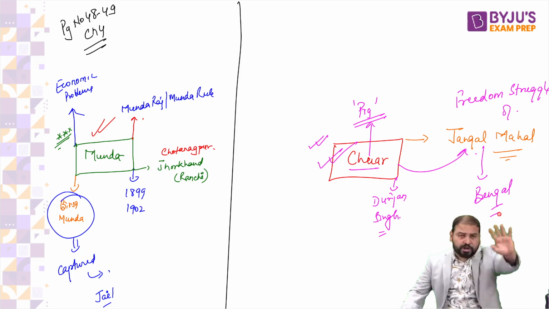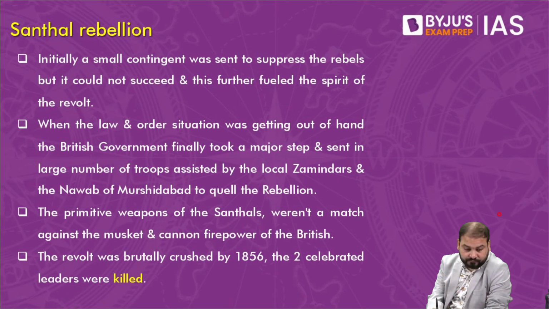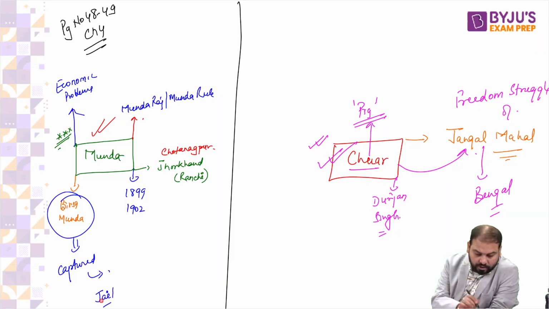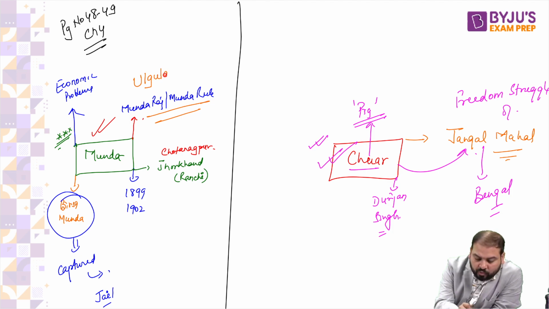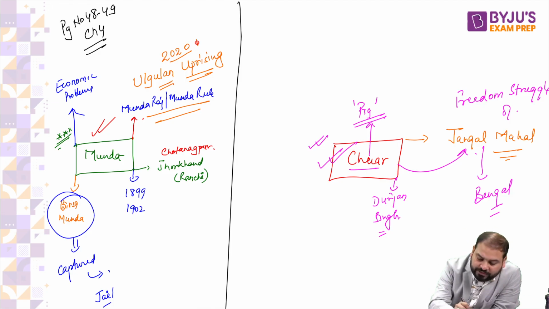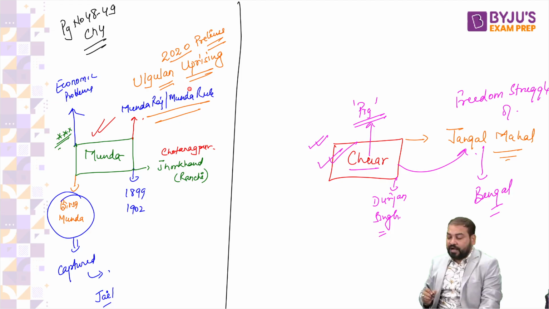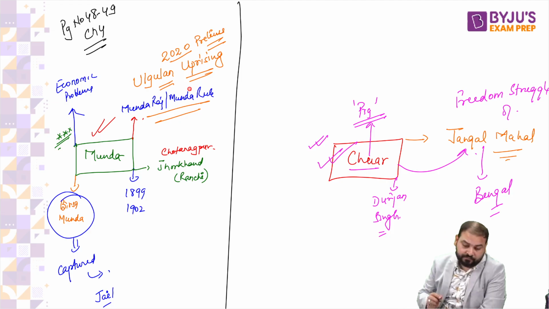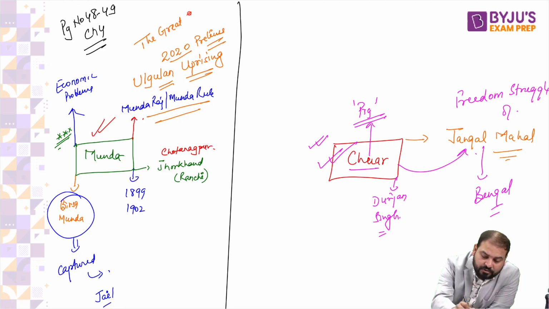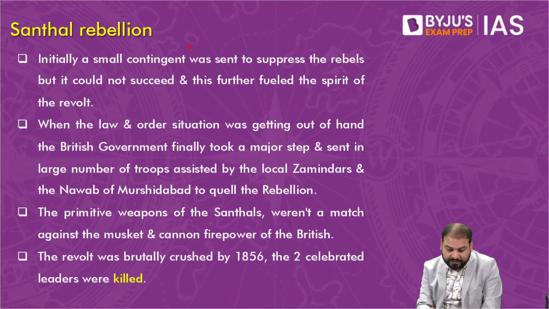Now, all of you, please look at 8 uprisings here. Okay, one word I forgot, guys. Munda Raj is also known as the Ul-Gulan uprising. Please remember the other name, which has already been asked in the 2020 prelims question. Ul-Gulan means the great tumult or the great uprising. This has already been asked in the UPSC exam.